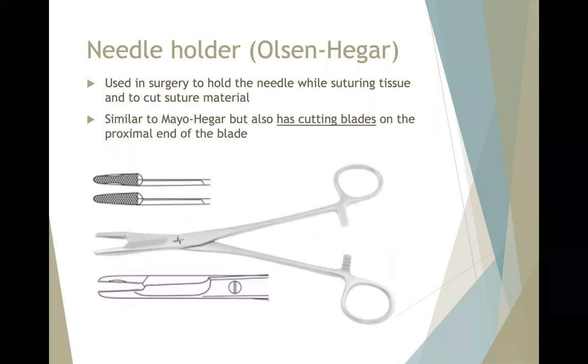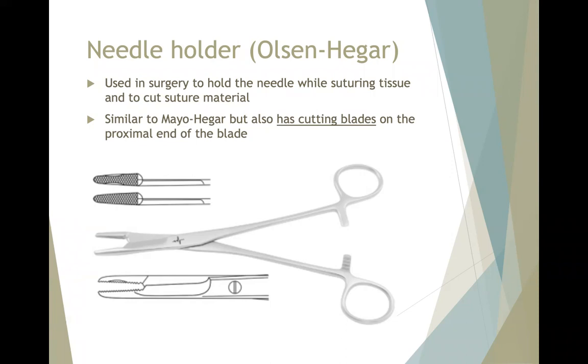They can have an Olson Hagar, which is that needle holder. We can see at the tip, it still has that needle holder checkerboard pattern, but then behind it, it also has Mayo scissors. So a 2-in-1 tool. They are significantly more expensive than our Mayo Hagars.